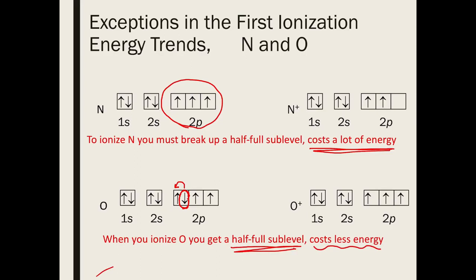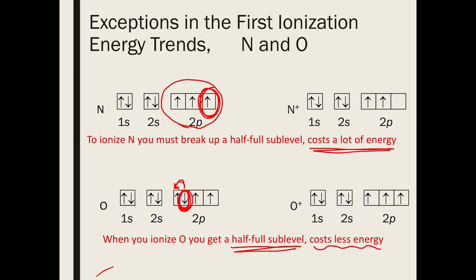The main reason here, though, is that this electron is easier to pull off than it should be because it's experiencing repulsion from its neighboring electron. And when it gets pulled off, we get this half-full sublevel, which is desirable. So nitrogen ends up having a higher ionization energy because it is harder to pull off this electron and break that half-full sublevel than it is to pull off this electron, which is experiencing repulsion anyway.